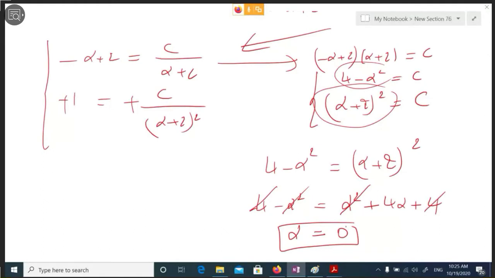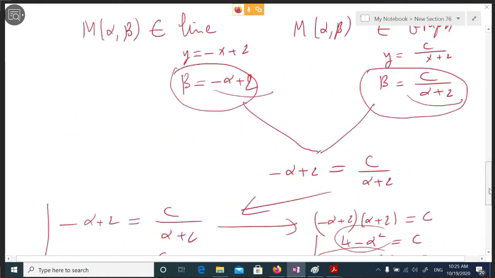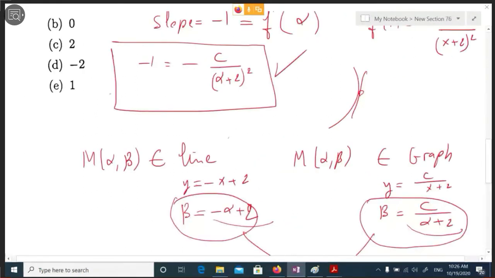Is that clear? You cannot have alpha equal to -2, because from the beginning it makes the denominator 0. Anyway, you can solve it this way. Alpha is equal to 0. But I'm looking for C, so I go up. You can use this one, or this, or this one. So if alpha is 0, you will get C is 4. This is the answer.